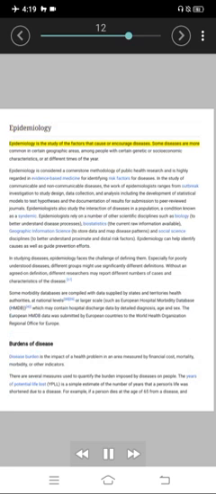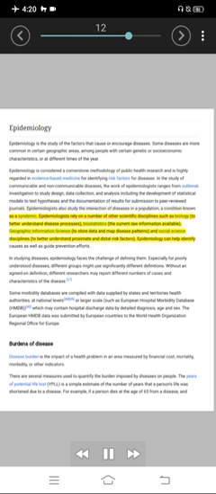Some diseases are more common in certain geographic areas, among people with certain genetic or socioeconomic characteristics, or at different times of the year. Epidemiology is considered a cornerstone methodology of public health research and is highly regarded in evidence-based medicine for identifying risk factors for diseases. In the study of communicable and non-communicable diseases, the work of epidemiologists ranges from outbreak investigation to study design, data collection, and analysis, including the development of statistical models to test hypotheses and the documentation of results for submission to peer-reviewed journals. Epidemiologists also study the interaction of diseases in a population, a condition known as a syndemic.